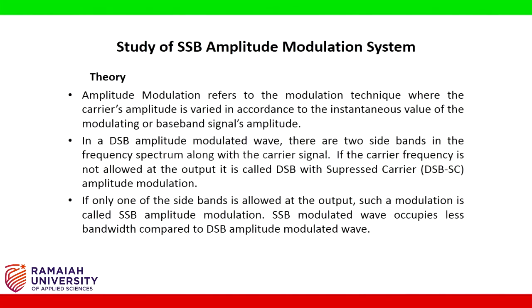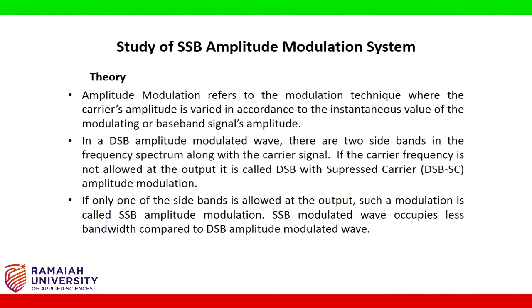Amplitude modulation refers to the modulation technique where the carrier's amplitude is varied in accordance to the instantaneous value of the modulating or baseband signal's amplitude. In a DSB amplitude modulated wave, there are two sidebands in the frequency spectrum along with the carrier signal.